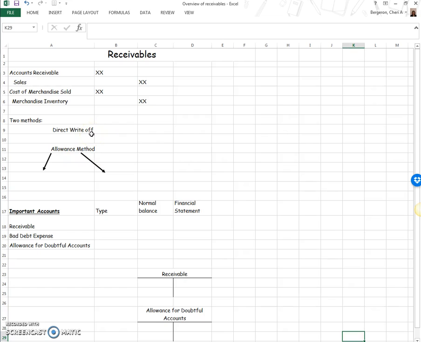The direct write-off method is used by smaller companies. It's not in compliance with GAAP, but that's okay because non-publicly traded companies don't have to be in compliance with GAAP, so they can use the direct write-off method.